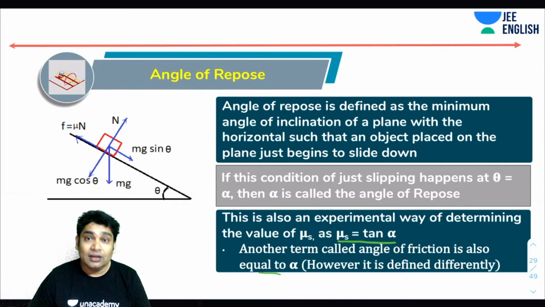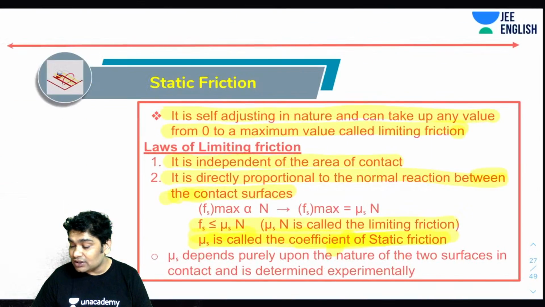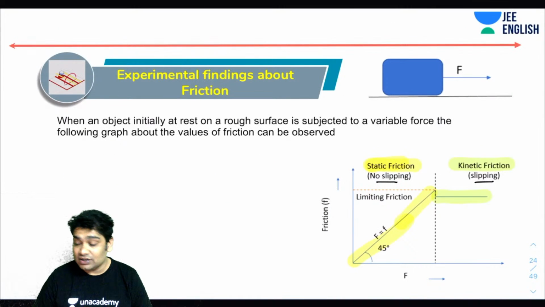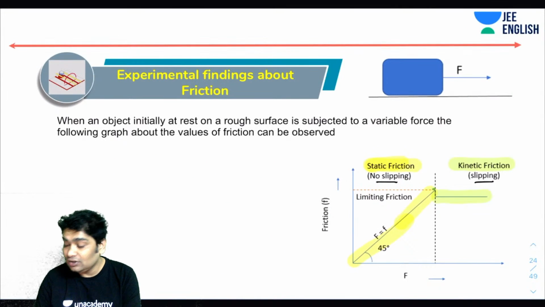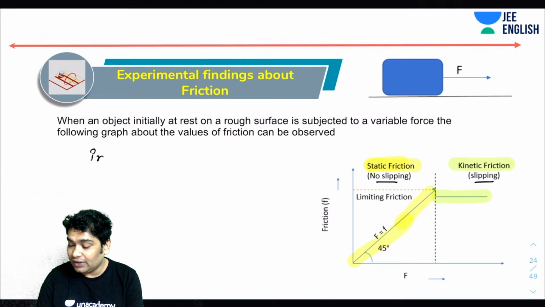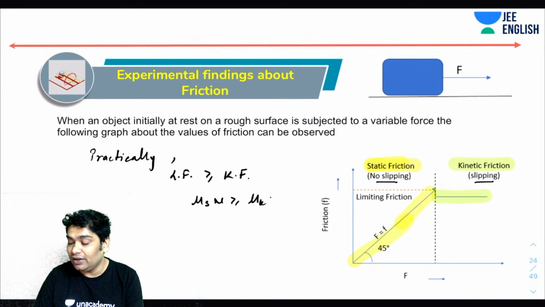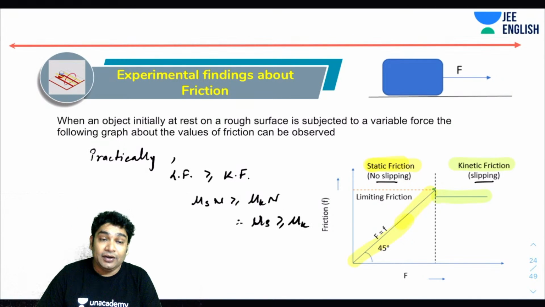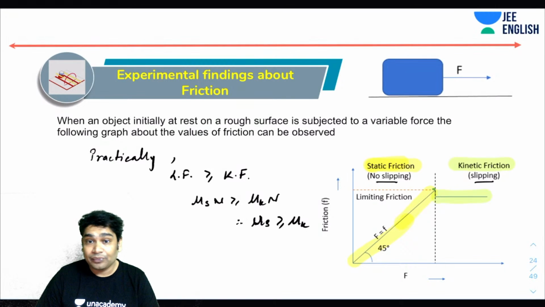Now, as I was saying, practically you would have noticed that since the variation of the forces is like this, you will realize from the graph that practically limiting friction is always greater than or equal to kinetic friction. And limiting friction is mu s N, which is always greater than or equal to mu k N. So practically, for most objects, your mu s is greater than or equal to mu k. However, in your questions, they can be given to be equal.